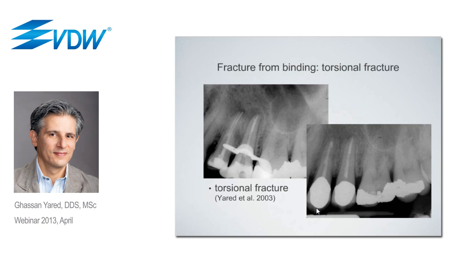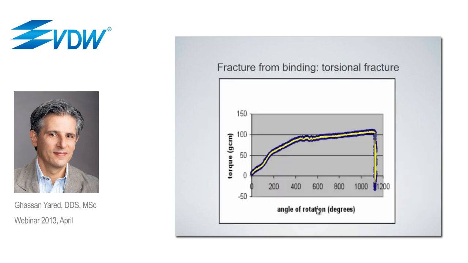What happens when we use a rotary instrument is that the instrument can bind in the canal during the rotation. When it is binding, it will be subjected to stresses where it is binding, usually at the tip of the instrument. This is what we call, in a way, torque. The motor keeps rotating the instrument. The stress on the instrument increases, and at some point, the stress will cause the instrument to fracture. This is fracture from binding, or this is torsional fracture.